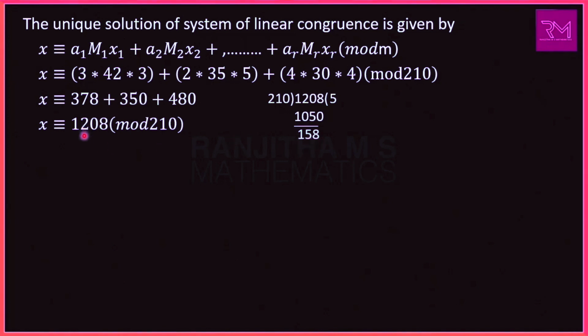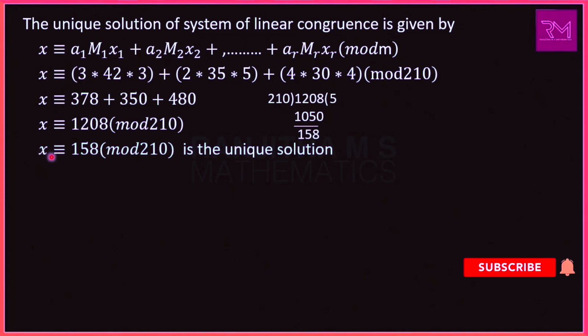From this, we know that 1208 is congruent to 158 mod 210. So in the place of 1208, we can substitute 158. Therefore, we get x is congruent to 158 mod 210 as the unique solution for the given system of linear congruence. This completes the problem. We shall move on to another problem.